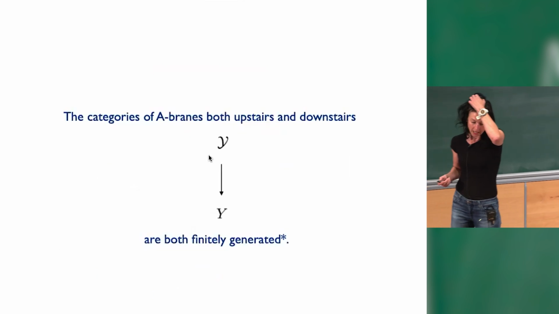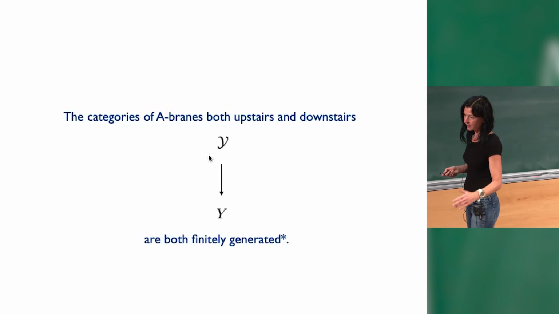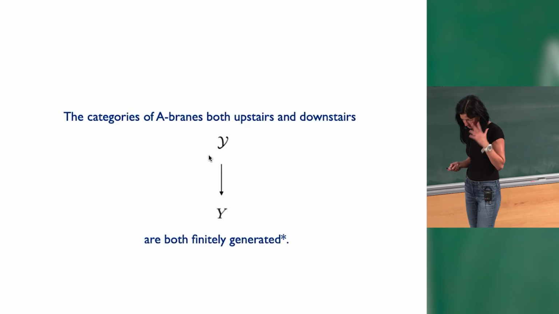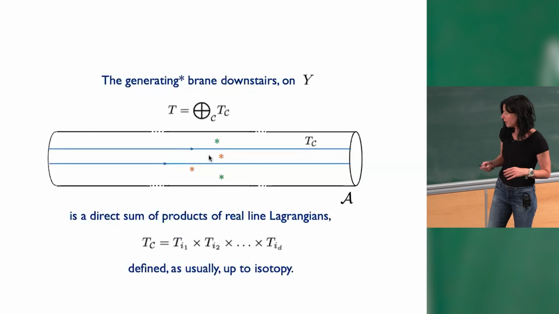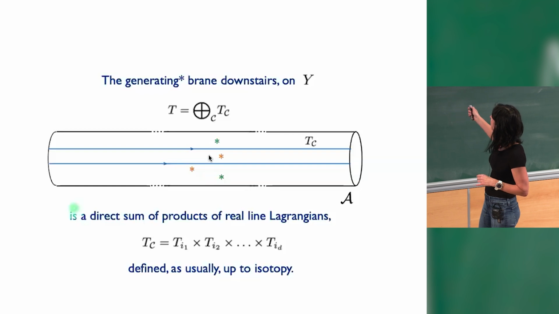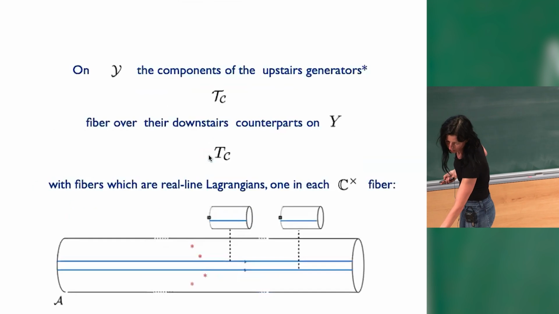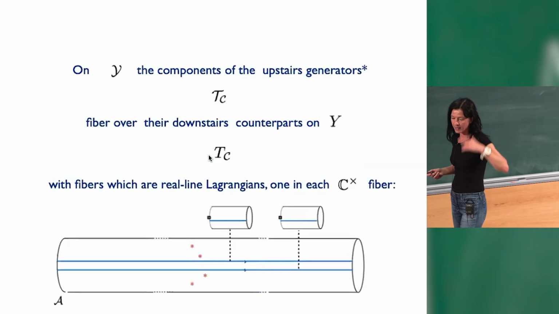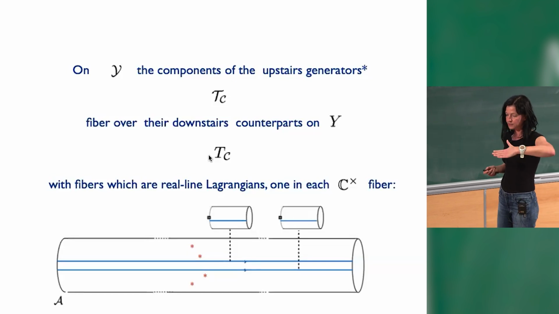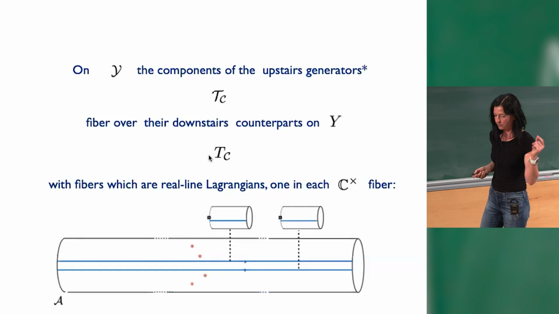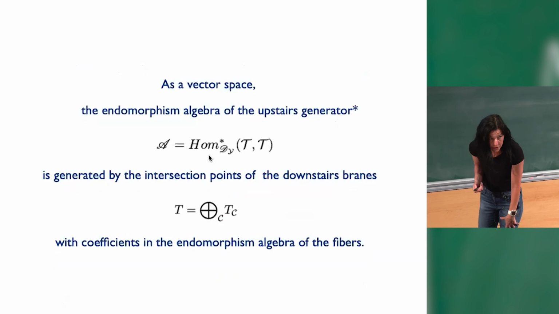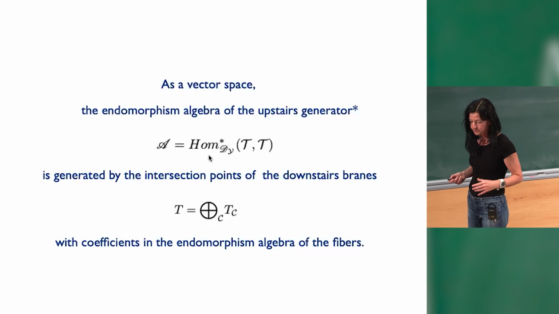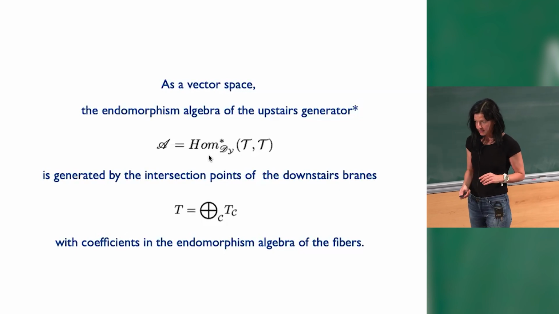So the categories of A-branes, both upstairs and downstairs, are finitely generated. The star here is for the fact that the generation is not a theorem on the A side yet. It's not yet a theorem, though we believe it's true. So anyway, the generating brane downstairs is the direct sum of products of real line Lagrangians, defined as usual up to isotopy. On Y, the upstairs space, the components of the upstairs generators fiber over the downstairs ones, with fibers which are real line Lagrangians, so one in each C star fiber. As a vector space, then, the morphism algebra of these A-branes is generated by intersection points of the downstairs branes with coefficients in the morphism algebra of the fibers.